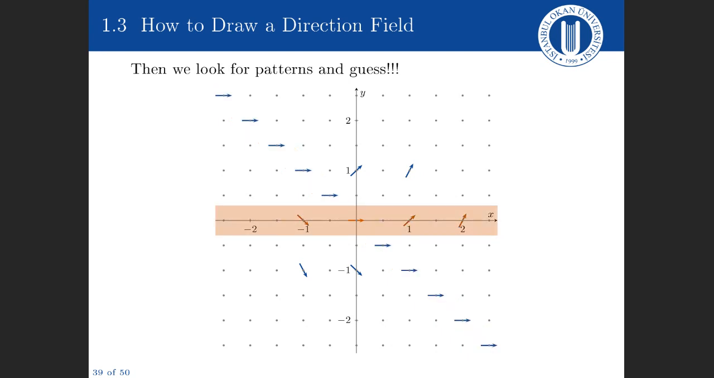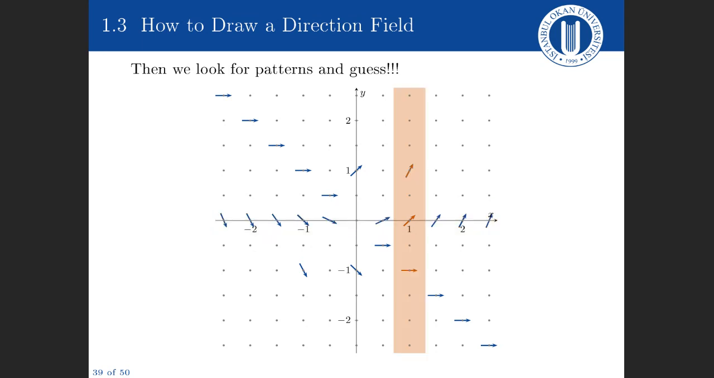We can look at horizontal lines. What's happening as we go from left to right along this horizontal line? It looks like the arrows are rotating anti-clockwise as we move along here. Now that we understand this, we can make a guess at the other 7 arrows. We can guess that they look like this.